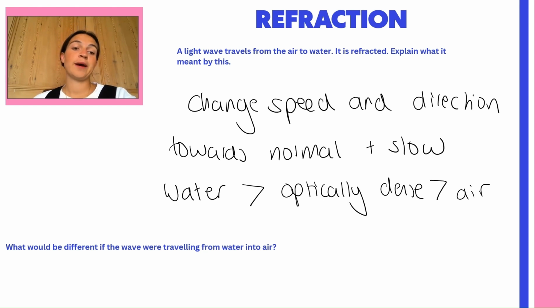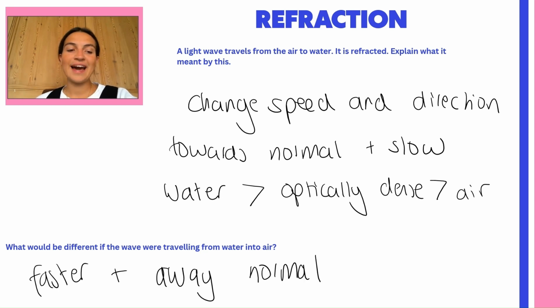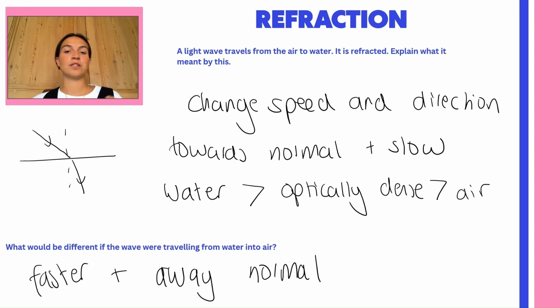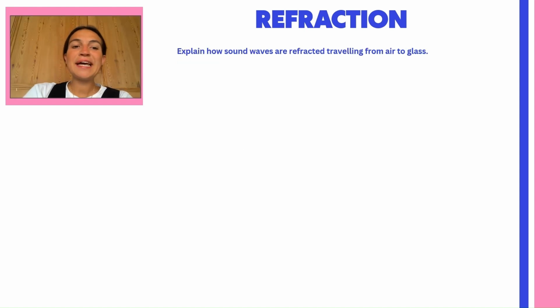What would be different if the wave were travelling from water into the air? Well, of course, in that instance, it would move faster and therefore move away from the normal. Just to demonstrate what I mean, I've drawn this quick diagram here for the first scenario where we were going from air into water, and I would advise you to draw diagrams like this in your exam if it asks for an explanation, to make it super obvious what you mean if you're saying bend towards or away from the normal.